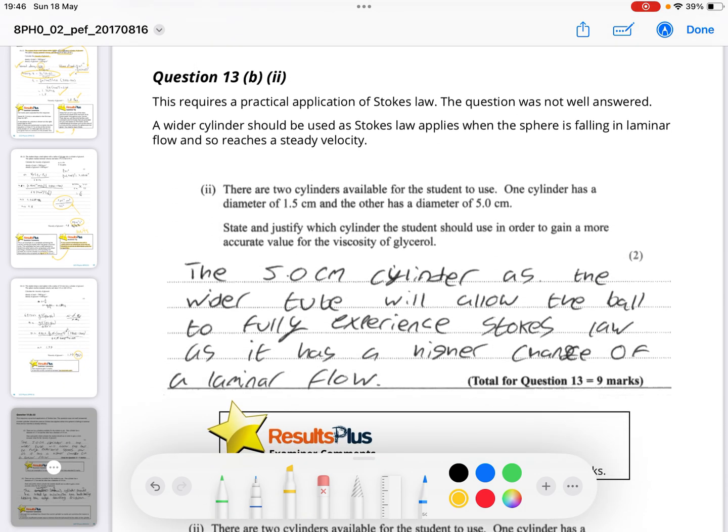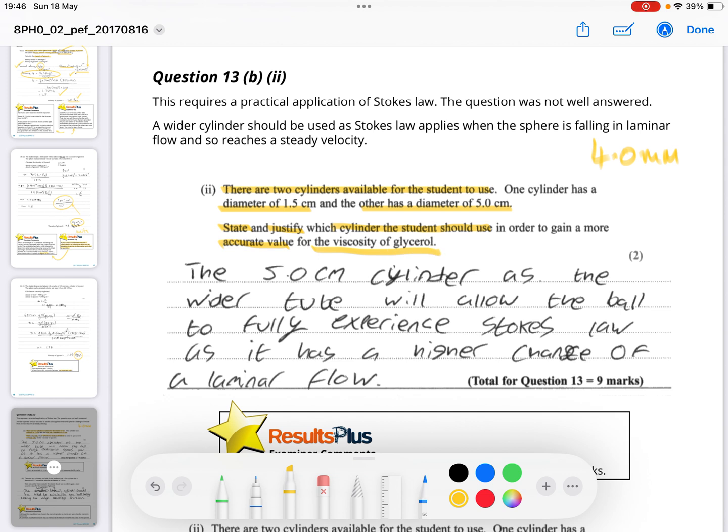Question 13b, it's a continuation. There are 2 cylinders available for the student to use. Remember, the ball is 4 millimeters diameter. One cylinder has diameter of 1.5 centimeters. The other has diameter of 5 centimeters. You've got to state and justify which cylinder the student should use in order to gain the most accurate value for the viscosity of the glycerol.